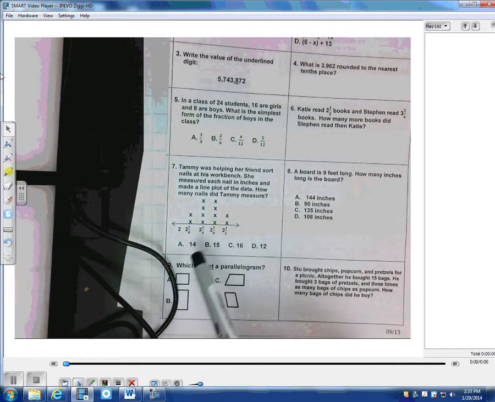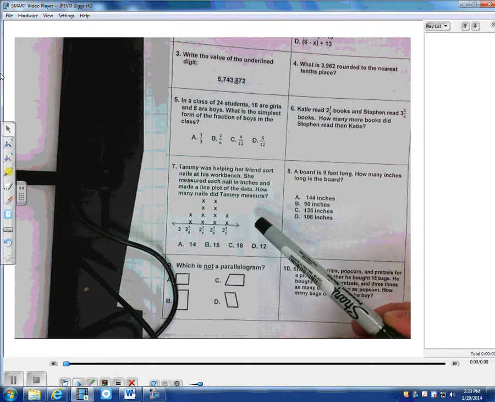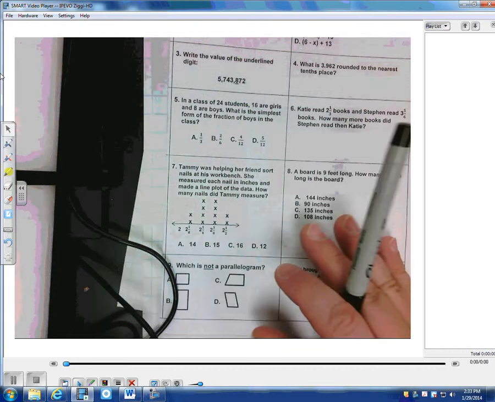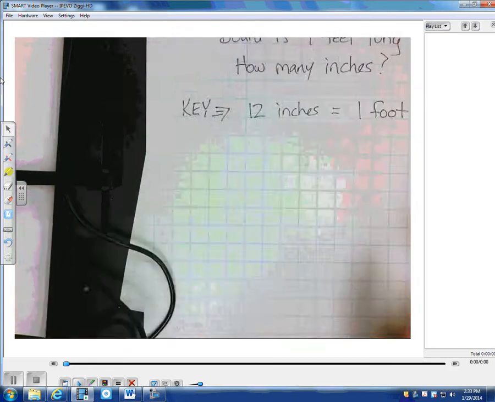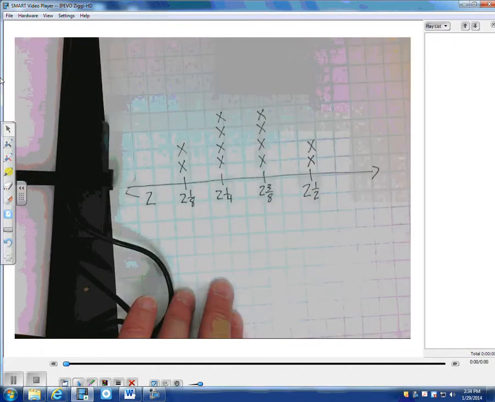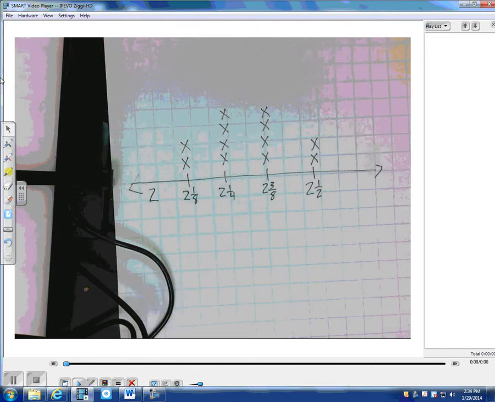It says Tammy was helping her friend sort nails at his workbench. She measured each nail in inches and made a line plot of the data. How many nails did Tammy measure? I drew this out just to make it a little bit bigger. So her data is represented like this.